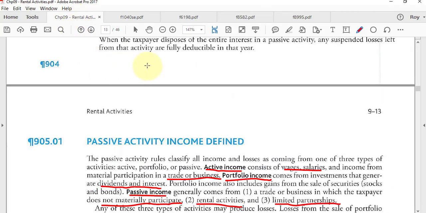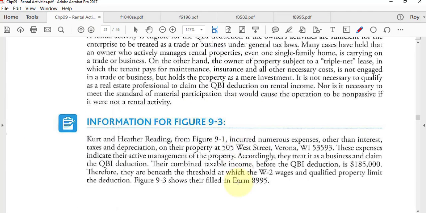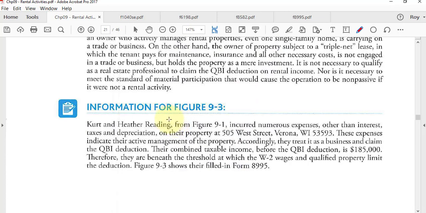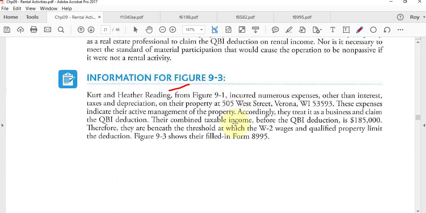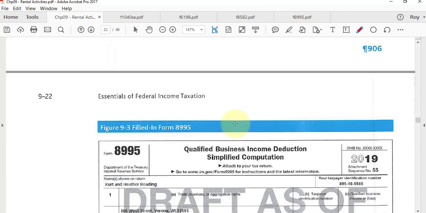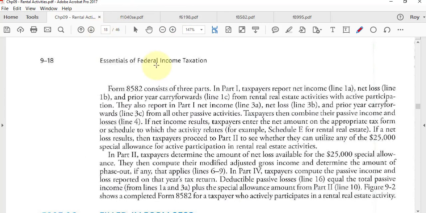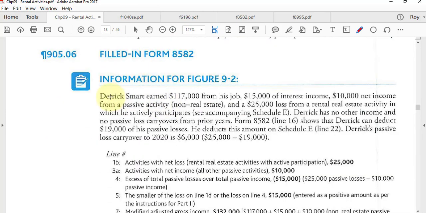Let's go to page 21 here. So we're given this information for Kurt and Heather Redding. And we're filling in, let's see, I think it's back on page 18. Yeah, this is Derek Smart. The other one was for the qualified business deduction.